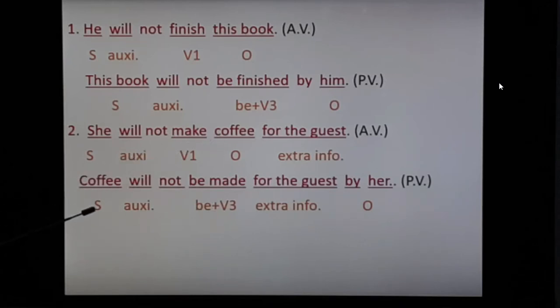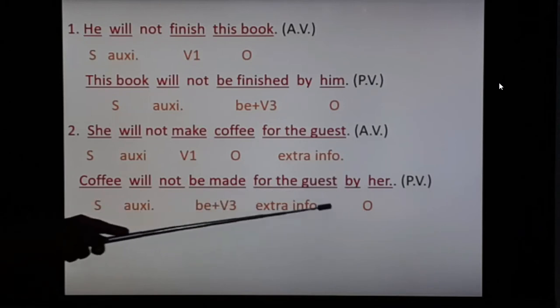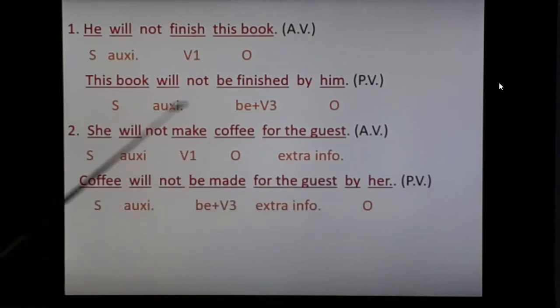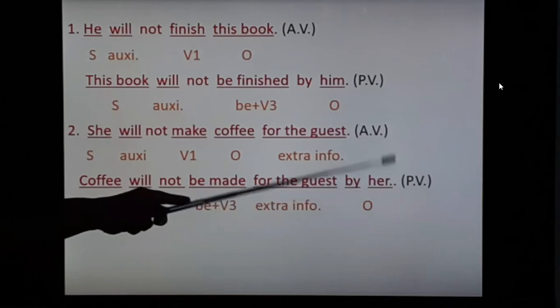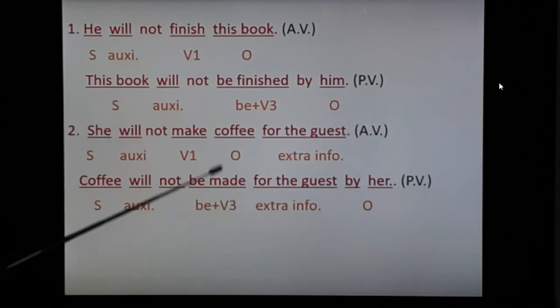Coffee will come in the beginning. Then, according to coffee, you have to put the appropriate auxiliary verb, helping verb or modal auxiliary. That is will. Coffee will, then not, then be. Then we have to use the V3 form of the main verb. Make is the V1 form, and the V3 form of make is made. So made is given. For the guest is extra information. Then you have to put by, and then write her. She becomes her in passive. So, coffee will not be made for the guest by her.